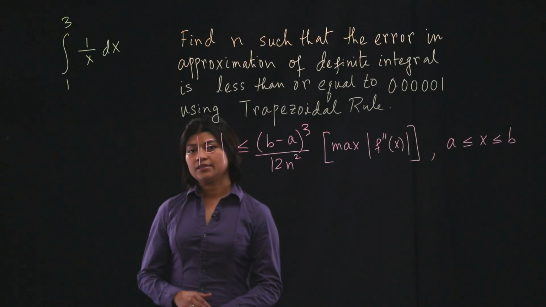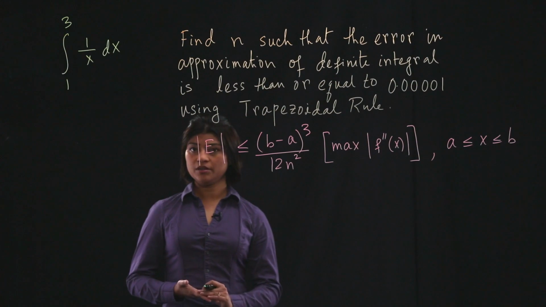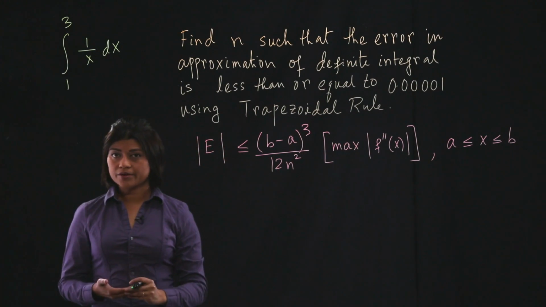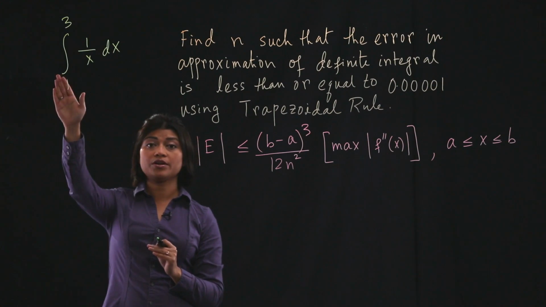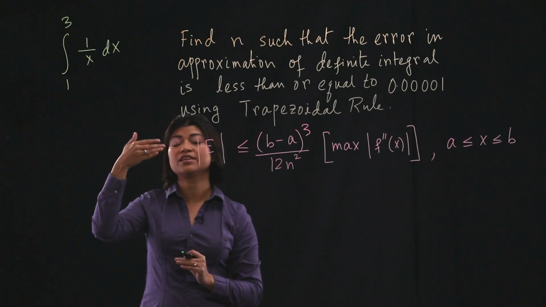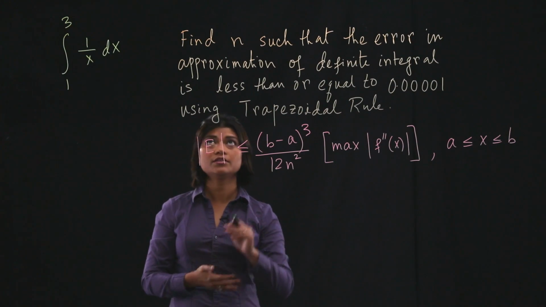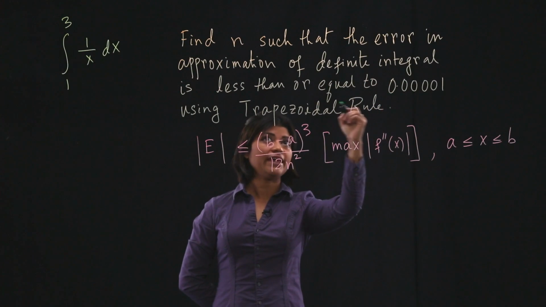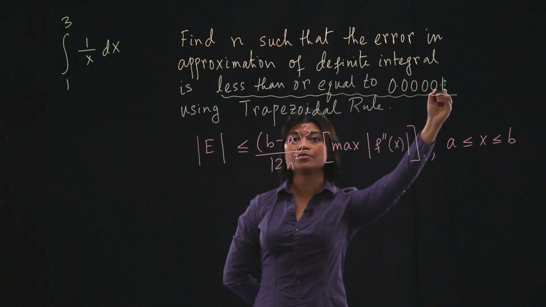So you remember that if you have to approximate a definite integral using the trapezoidal rule, then there is an error. So in this problem, we have to figure out, if our definite integral is from 1 to 3 of 1 over x dx, and if you're using the trapezoidal rule to approximate that definite integral, then what should n be such that the error is less than or equal to 0.00001.